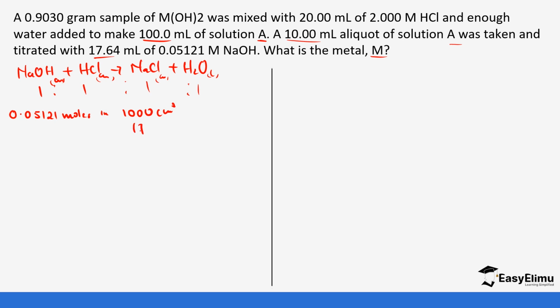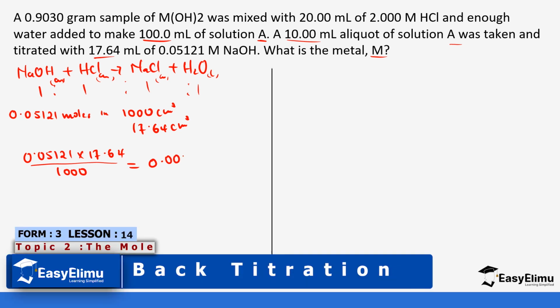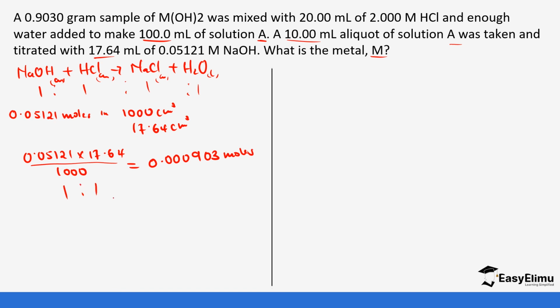So this gives us 0.05121 times 17.64 divided by 1000. The moles of sodium hydroxide that were used are 0.000903 moles. And since the mole ratio is 1:1, it means the moles of hydrochloric acid that took part in the reaction was 0.000903 moles.